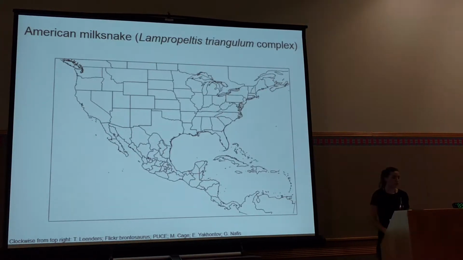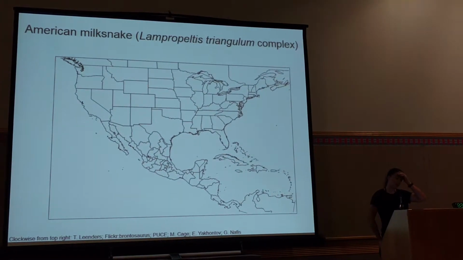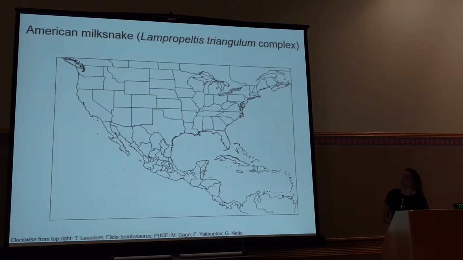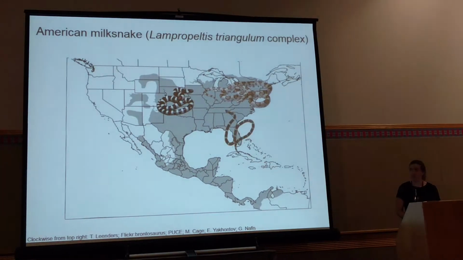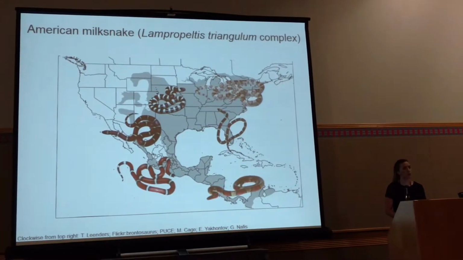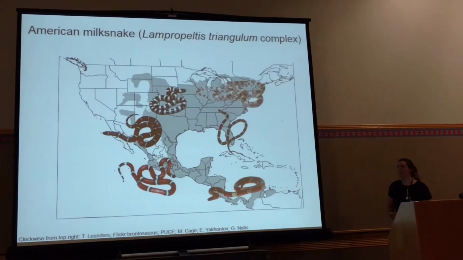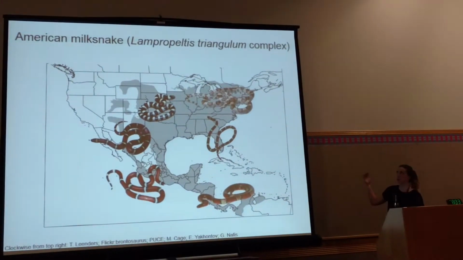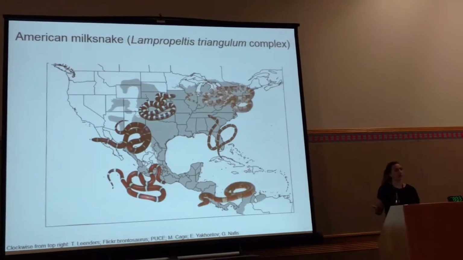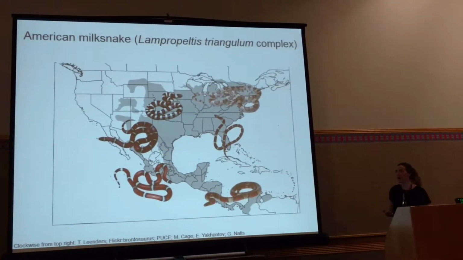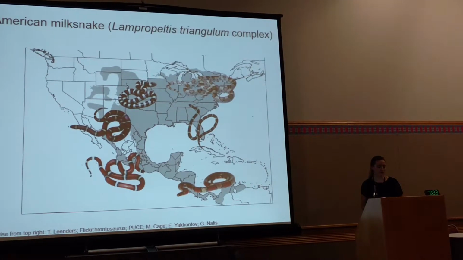The taxonomic group to focus on today is the American milksnake, Lampropeltis triangulum complex. And these snakes are very widespread, so they range from southern Ontario all the way down into Ecuador. And as you can see, they're very polymorphic. So the ones in southern Ontario are pretty cryptic and brown, but ones that occur sympatrically with coral snakes are very good examples of Batesian mimics.